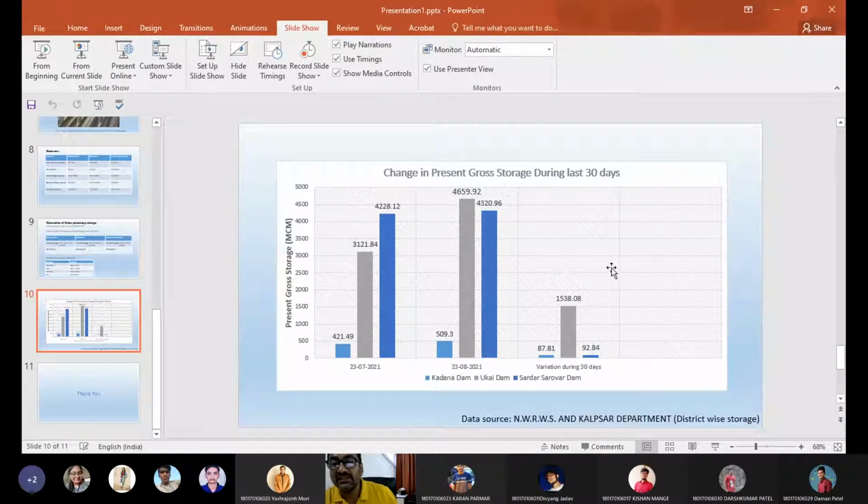Okay, this is the variation in 30 days. Yes, sir. This is a good amount. It shows the amount of water which is coming into the reservoir. Yes, sir. It is increasing. Yes.